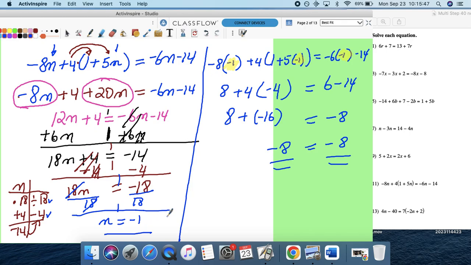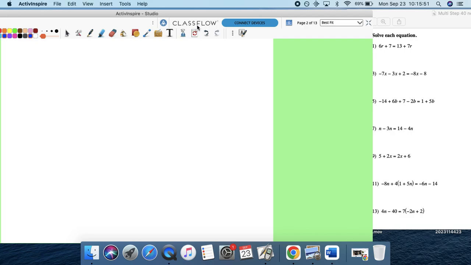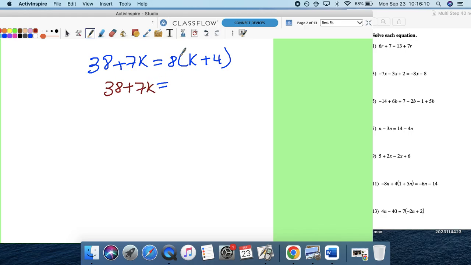What number was that? 11. 13, no, 16. 3 times 8 plus 7k equals 8 times k plus 4. Is there a property? Yes, there is, so we have to take care of that first. So nothing happens until I get rid of the parentheses. 8 times k is just 8k, they're both positive, and then 8 times 4, they're both positive, so just plus 32. Distributive property is gone.